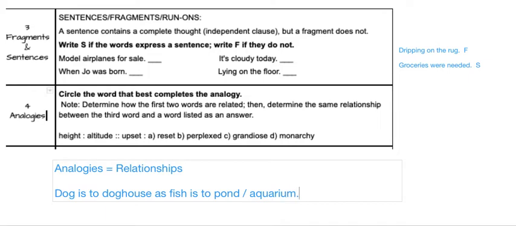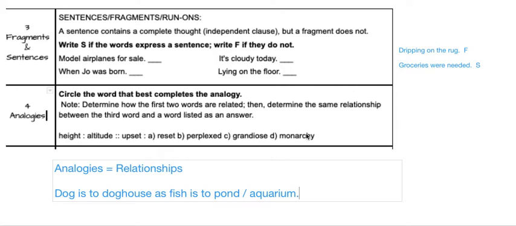Okay? So again, we are looking for the relationship. We find a relationship in the first pair of words in an analogy, and then we're given half of a second set of words, and we're looking to create that same relationship. So if we look at our exercise we were given today, it tells us height is to altitude as upset is to. And our choices are reset, perplexed, grandiose, and monarchy.